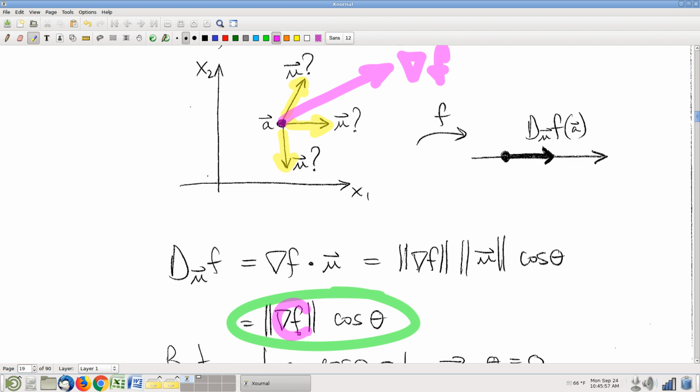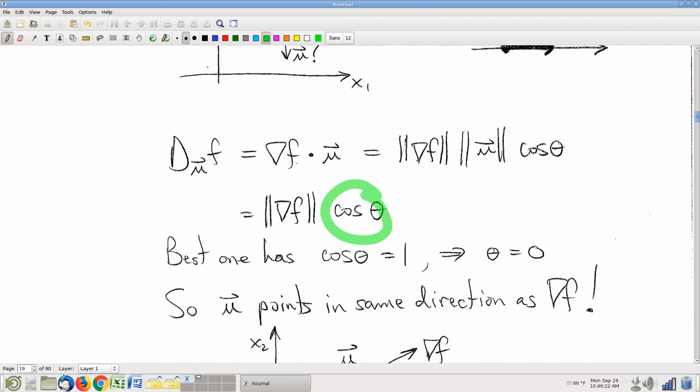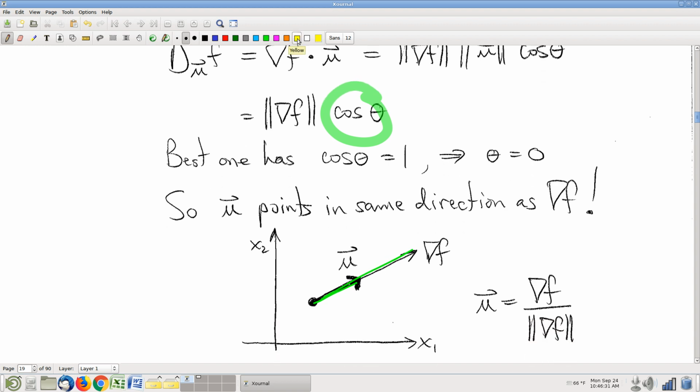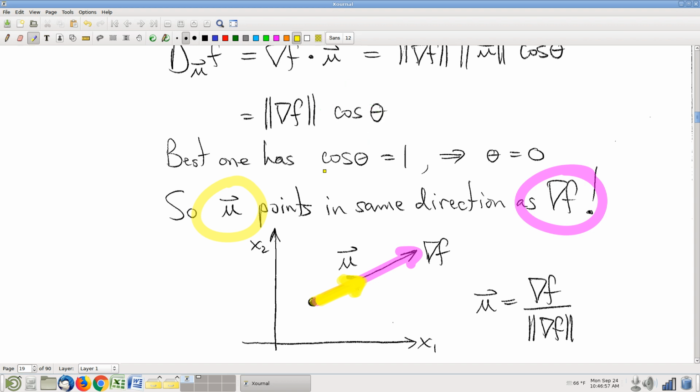So what I really want to maximize then is this. I want to maximize cosine theta. I want to maximize this angle right there. Right, over all possible unit vectors, what's going to make cosine theta as big as possible? And I remind you of trig. The biggest value that cosine theta can take is 1. It takes that value when theta is 0. This is what it looks like when theta is equal to 0. Right? And specifically then, u points in the same direction as gradient f. Yeah? Does that make sense to everybody? Neat little calculation. Okay. All right.